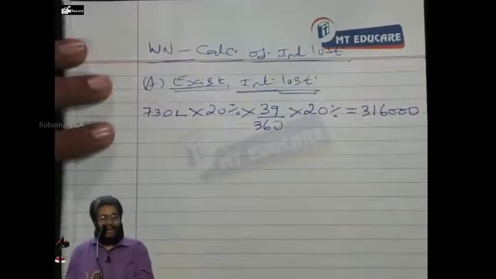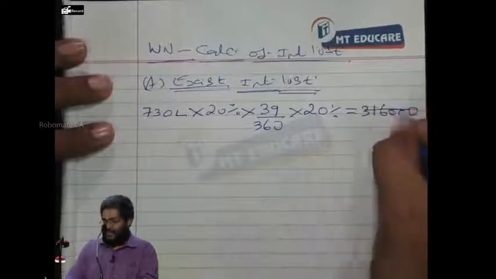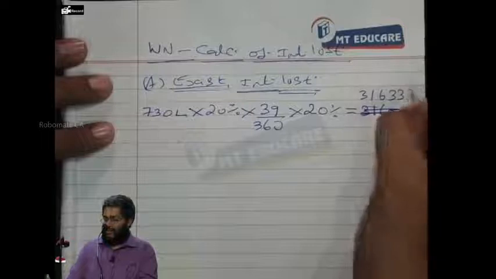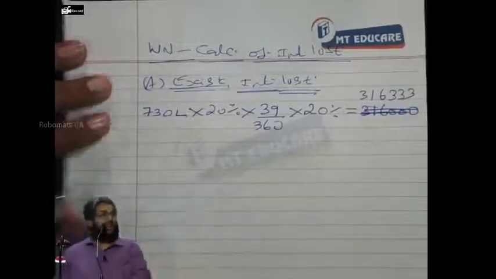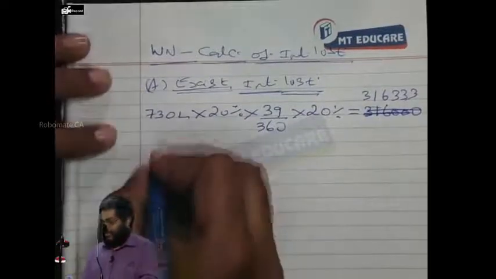That is my number, correct. 3,16,333. Yes or no? Continue. Next.